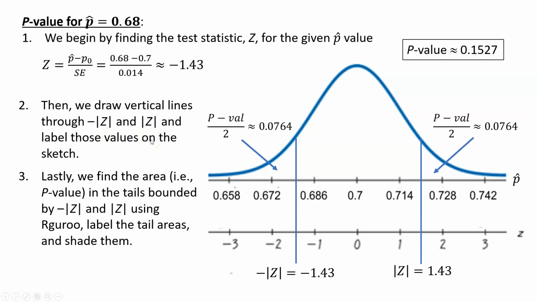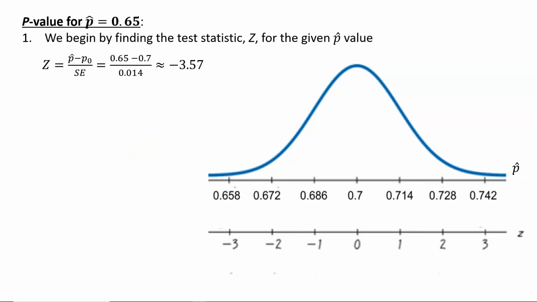Notice I've labeled them as being half of the p-value. And then we would shade those areas corresponding to the p-value over 2 on the left and on the right, the tail areas. And that's a complete null distribution sketch for that particular p-value.